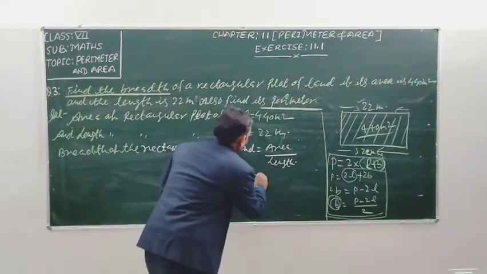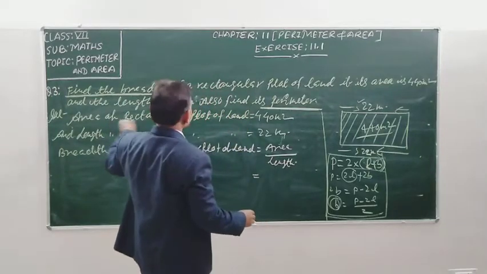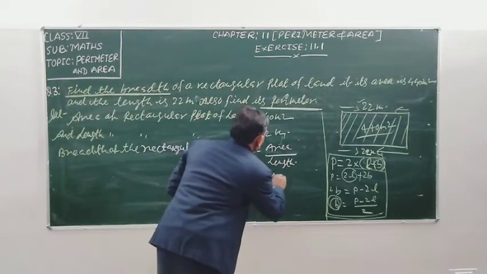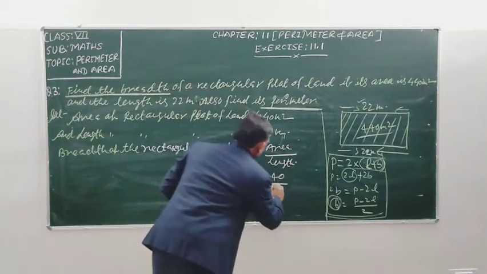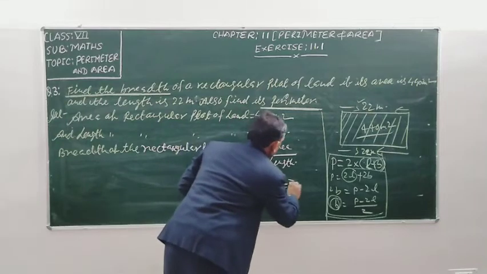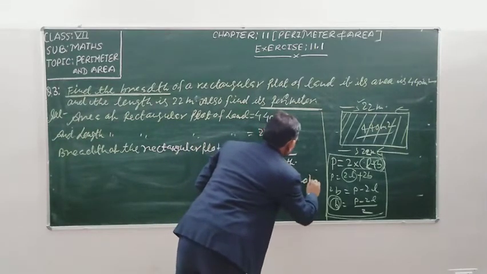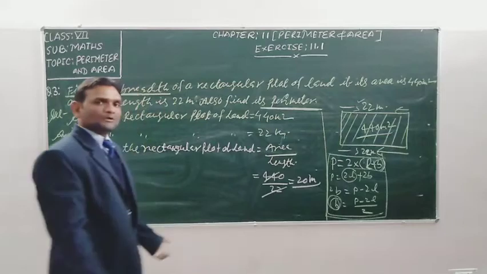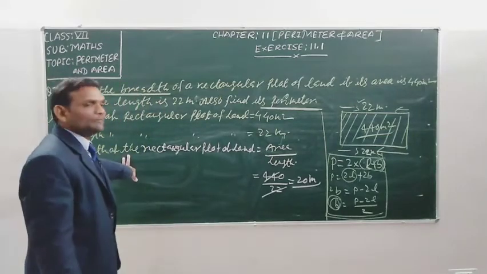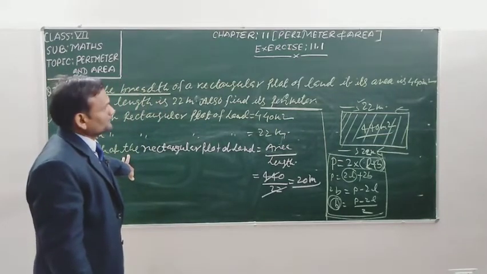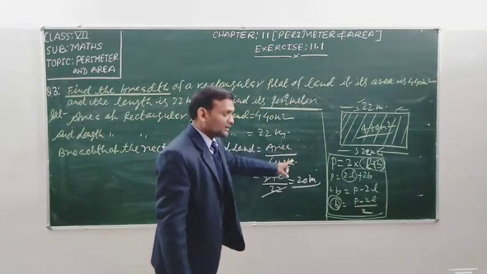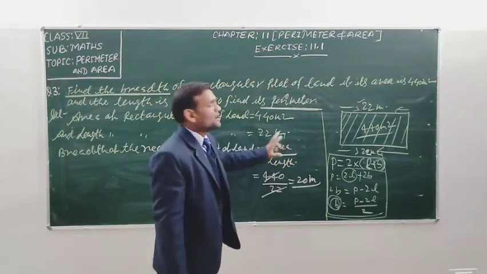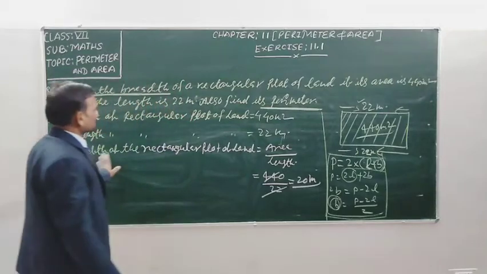So area is given, student. 440 upon length, which is given, 22. 2 times 22 is 44, so that is 20 meter. Directly we can find out the breadth of the rectangular plot of land. So always use this formula for finding the breadth of the rectangle.